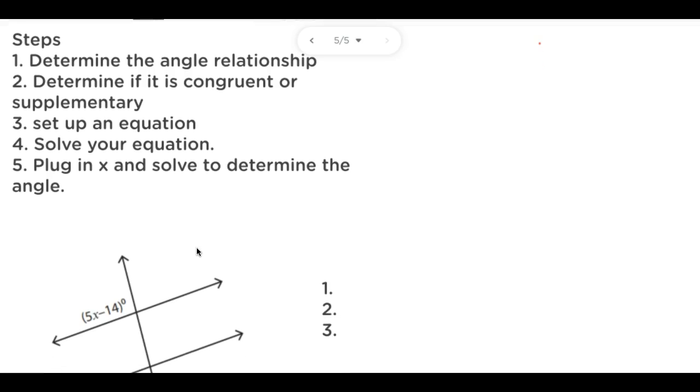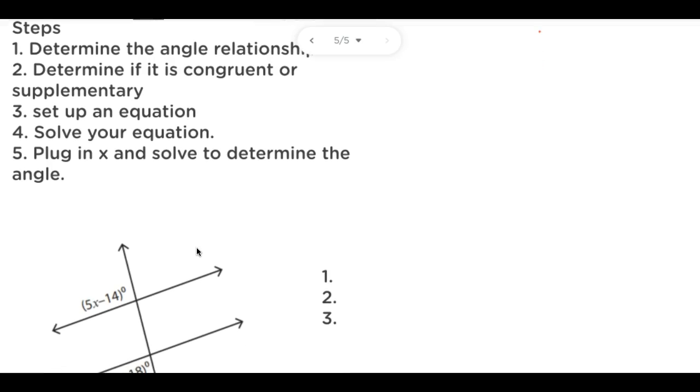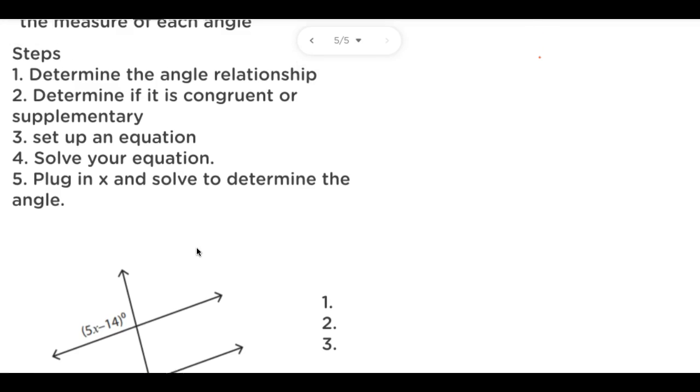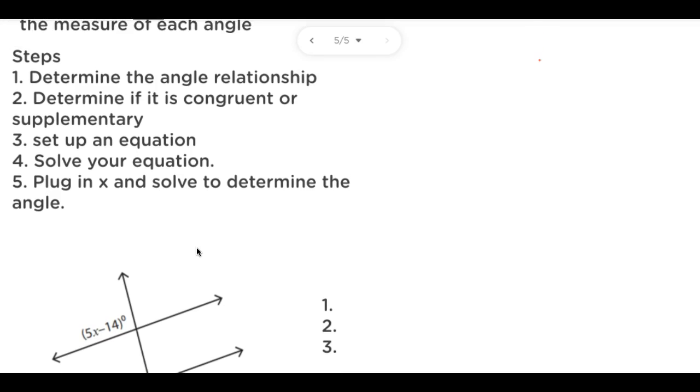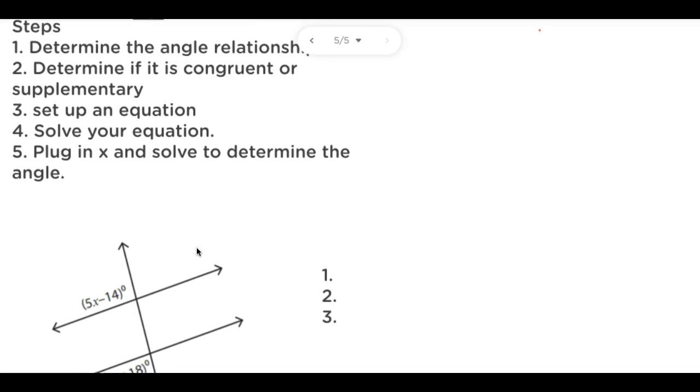If this is your first time watching the video, I went through a little bit slower in the previous video than I did on this one. But the steps are the same. If you need to pause it and jot down those steps, then please do so. But we're going to keep it moving.